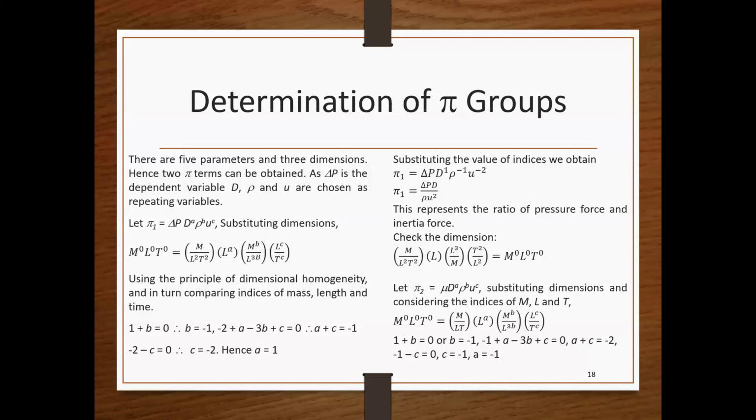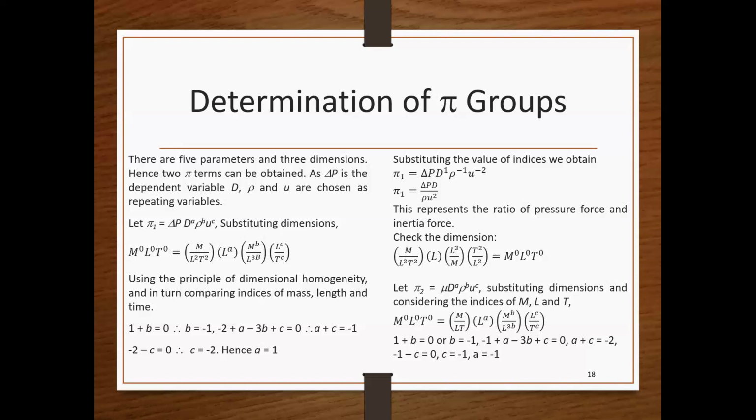So this represents the ratio of the pressure force and the inertia force. Check the dimension: M over L squared T squared times L, so a is 1, then L cubed over M, because b is negative 1. Then T squared over L squared, since c is also negative 1. So it is equal to M exponent 0, L exponent 0, T exponent 0.